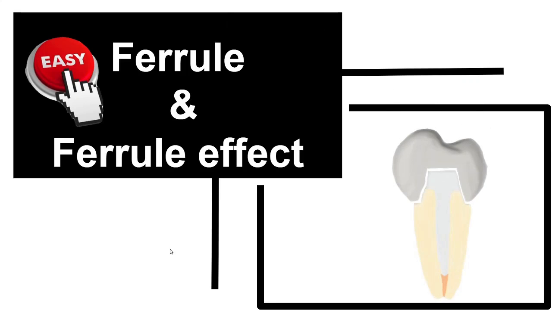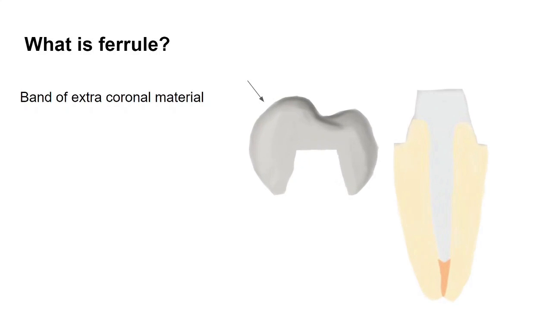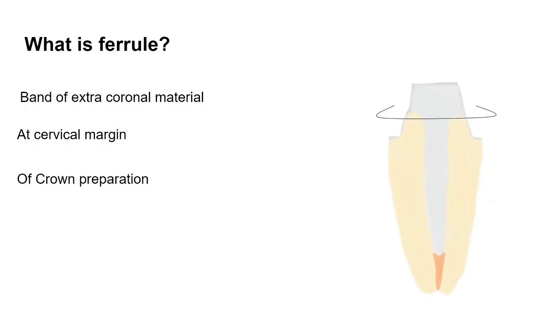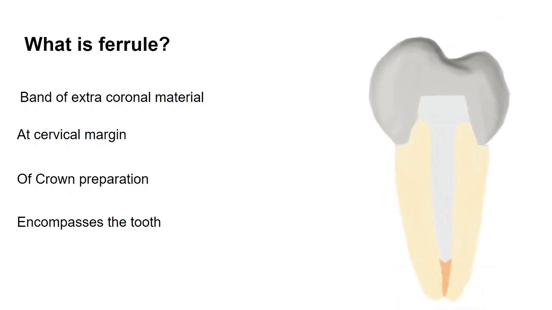Today's topic of presentation is ferrule and ferrule effect. What is ferrule? Ferrule is the band of extracoronal material at the cervical margin of a crown preparation that encompasses the tooth and provides the resistance form to the tooth.